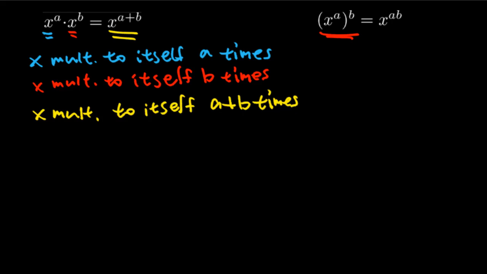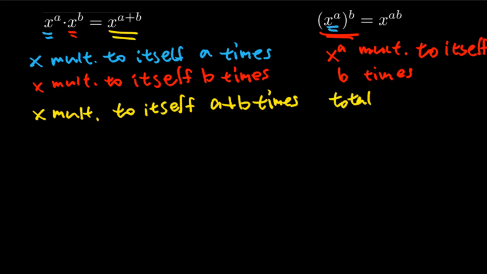We can apply that same idea to this. Let's make everything to the b power red, and then just that little thing to the a power, a. So basically what the red is telling us is x to the a multiplied to itself b times. So that means in total, x multiplied to itself a times b times.